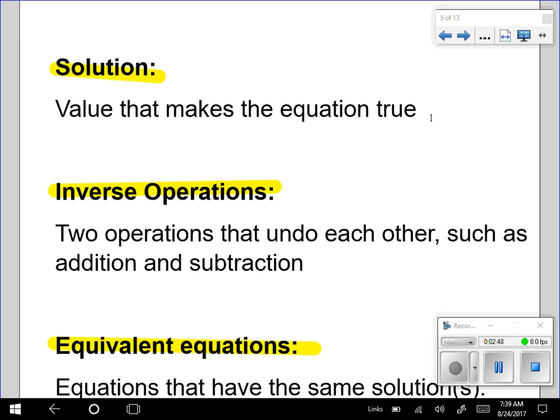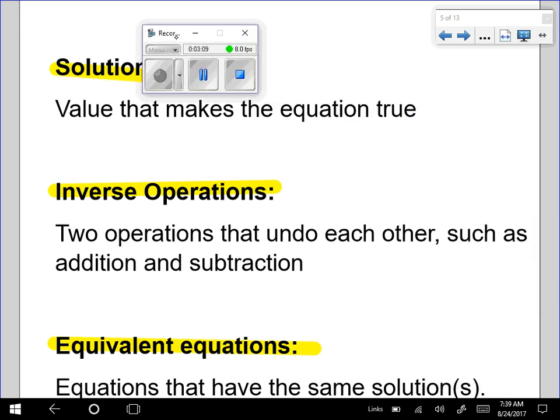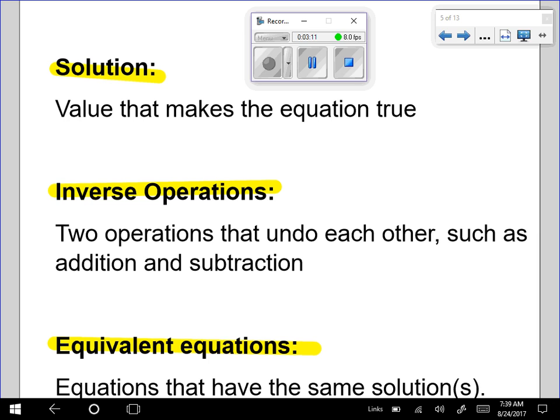Inverse operations are going to be very important to us. Inverse operations are two operations that undo each other. So addition undoes subtraction. Subtraction undoes addition. Some more examples of that would be like multiplication and division. Roots and exponents are actually inverse operations. I think you should be able to see this bottom one down here.